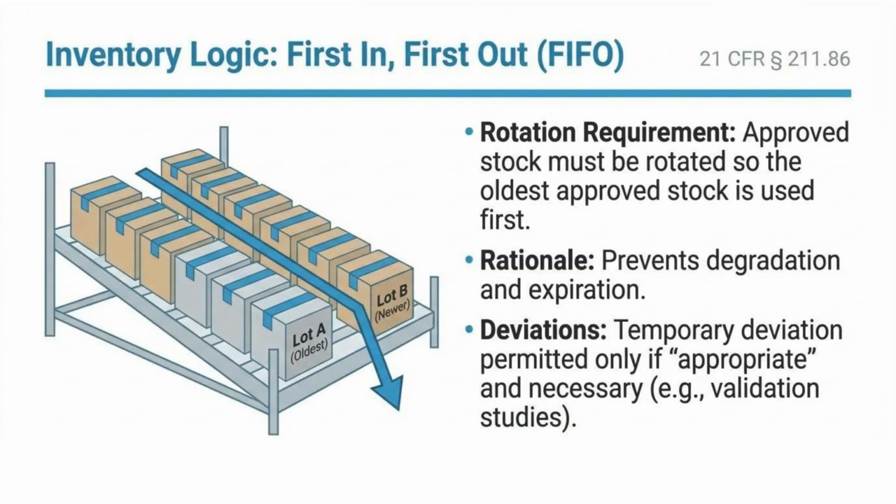Once material is approved, we follow the first in, first out (FIFO) principle. This rotation ensures the oldest approved stock is used first to prevent degradation and expiration. Temporary deviations are rare and permitted only when necessary, such as for validation studies.